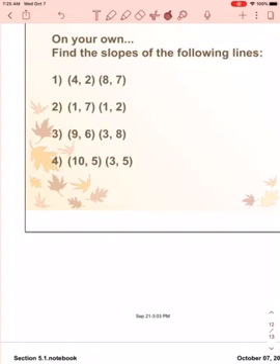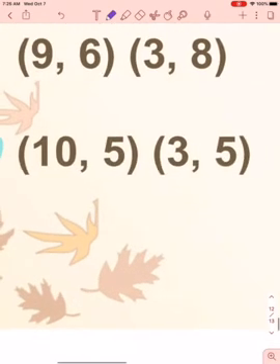Okay? All right. I'm going to do the last one with you, and you're going to do the other 3. So if you want to do the other 3 right now, you can, and then come back, or just do this one with me and then go back.